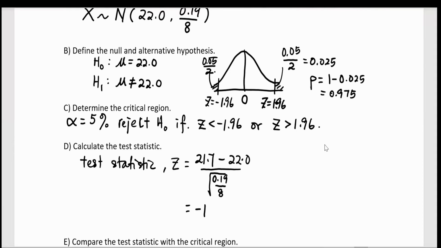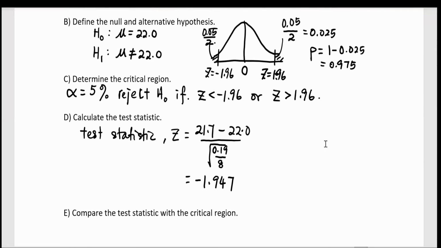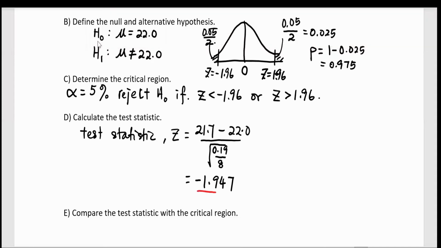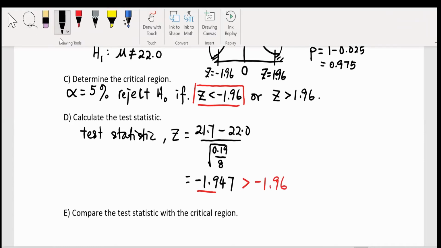Z-score value is negative 1.947. Okay, now we are comparing with the critical regions. And you can see, since the z-score value is a negative value, we compare to these regions, right? The z-score on the left side. And we can tell that this negative 1.947 is still greater than negative 1.96, which means it does not fall into the critical region.